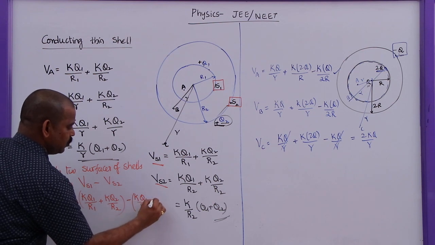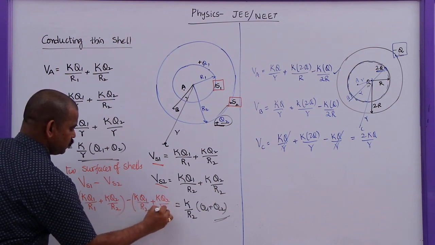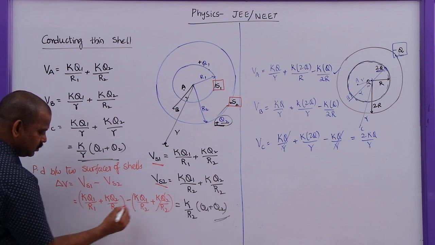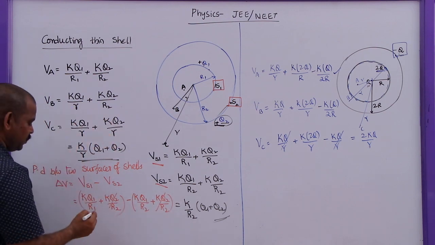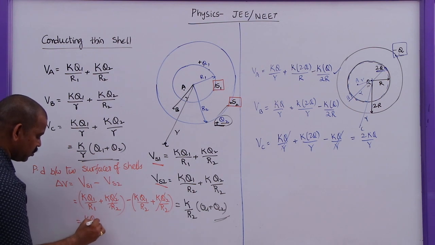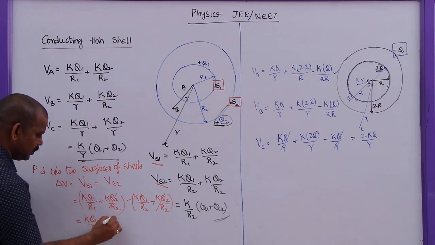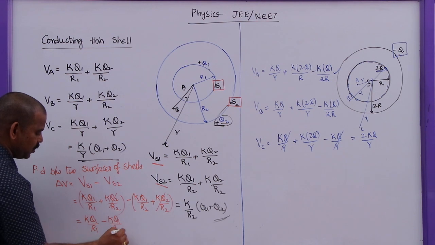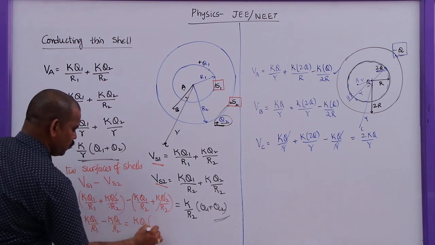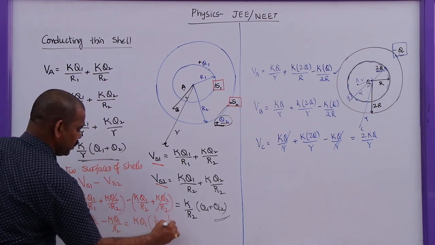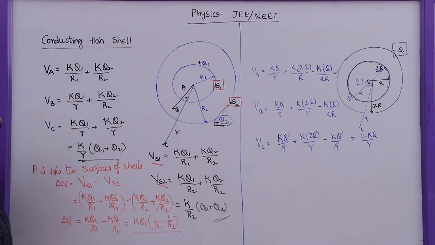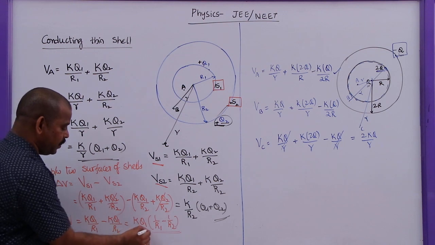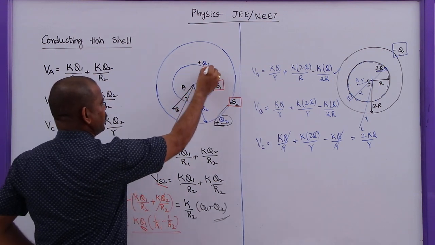KQ1 by R2 plus KQ2 by R2. You can see these two get cancelled. So the potential difference between the two surfaces is given by KQ1 by R1 minus KQ1 by R2. That means if you take KQ1 common, this is 1 by R1 minus 1 by R2. The potential difference between the two surfaces only depends upon the inner charge, that is the charge present on this one.